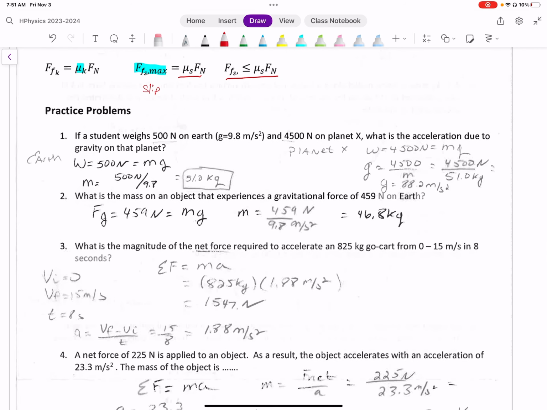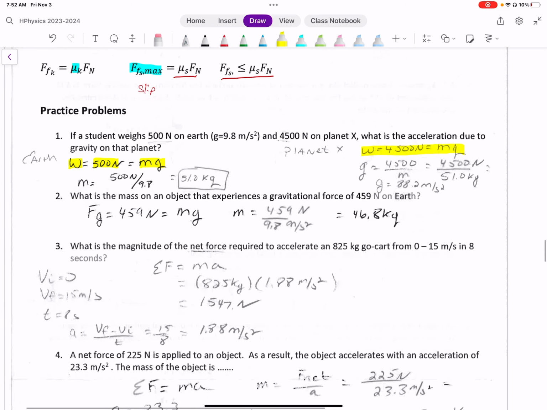We have a student who weighs, so there's the weight of the object, 500 newtons on Earth. Okay, so weight changes when you go to different planets, but mass does not. And then they tell you the weight of the person on planet X, and they want to know what the acceleration due to gravity is on planet X. So here's on Earth. We know that the weight is equal to 500 newtons, and the equation for weight is mass times acceleration due to gravity. So I need the mass in order to find my acceleration due to gravity on planet X.